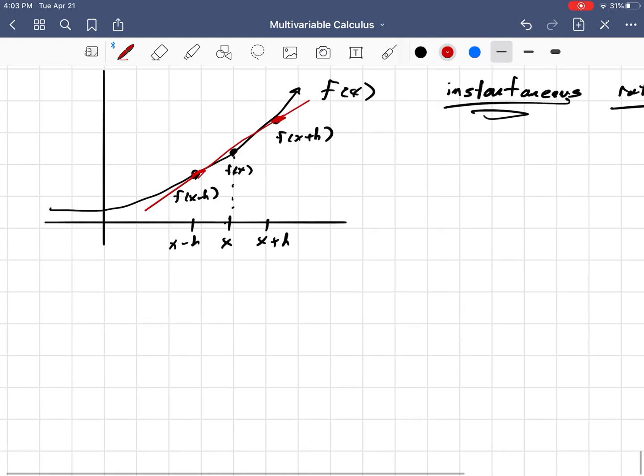So for example, if we have a circle, that's a secant line. This right here is a tangent line. It only touches at that point right there. Okay, just so you know what I'm talking about.